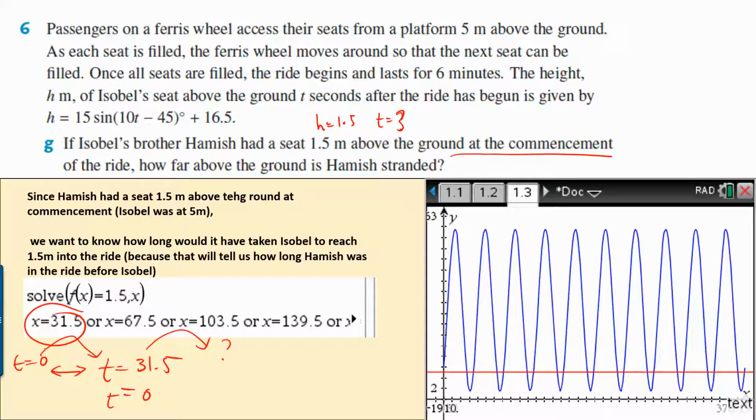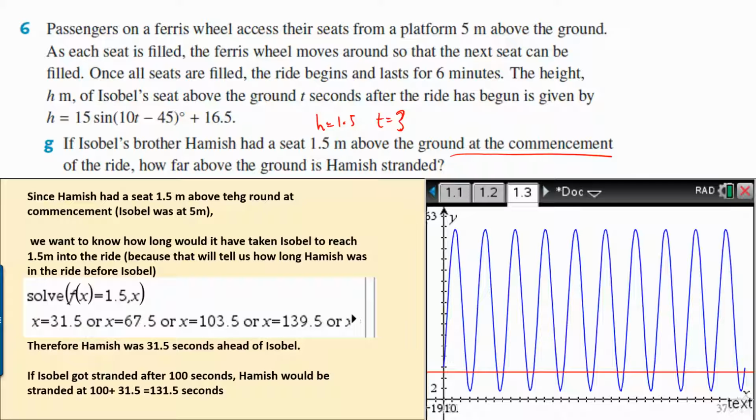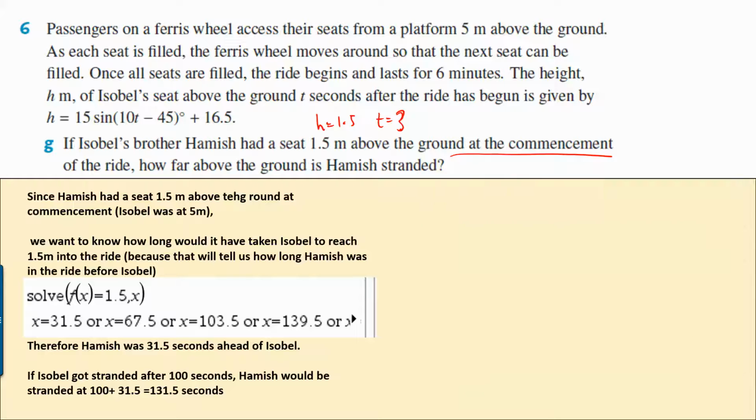So if we know that it took 100 seconds to get stranded, the question is, whatever his time is right now, add another 100 seconds. So it's 31.5 plus, and now you know what the distance is. If you know how long it took overall, you can find out his height. And so, with that logic, you can then say, all right, Hamish is 31.5 seconds. That means after 100 seconds, 131.5. Then you're just asking, what height is he at 131.5? Because that would have been the height when Isabel reaches at 131.5 seconds.